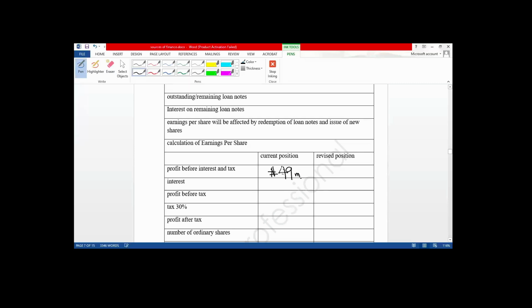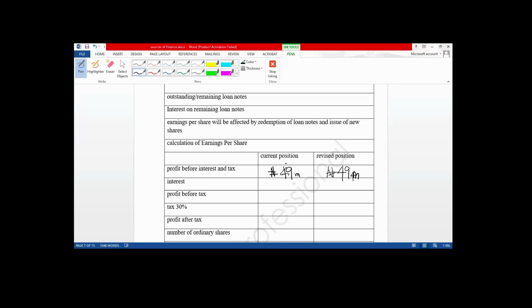$49 million. Revised position. This will not change. It's still 49 million. Let me explain this. Before the proposal to issue more shares and repay the debt, the profit before interest and tax is 49 million.